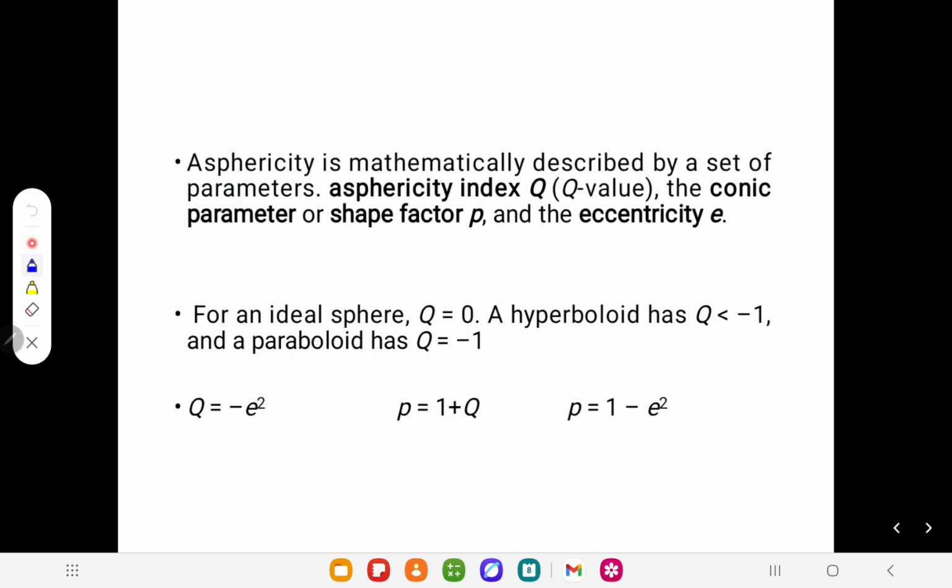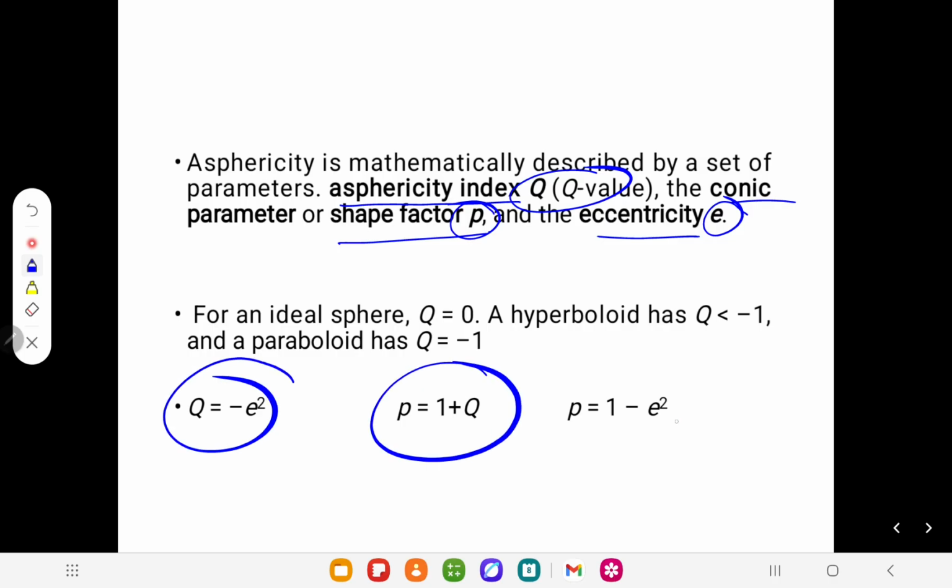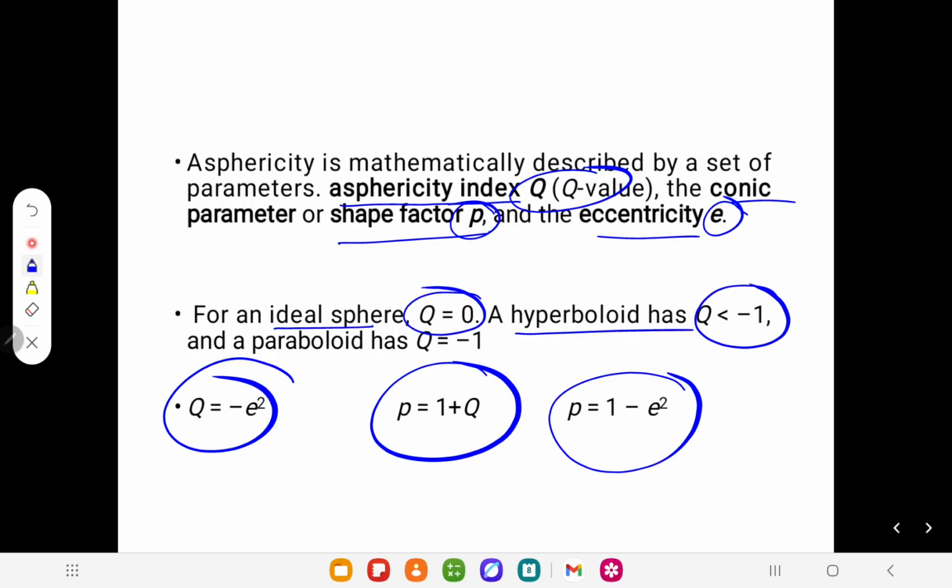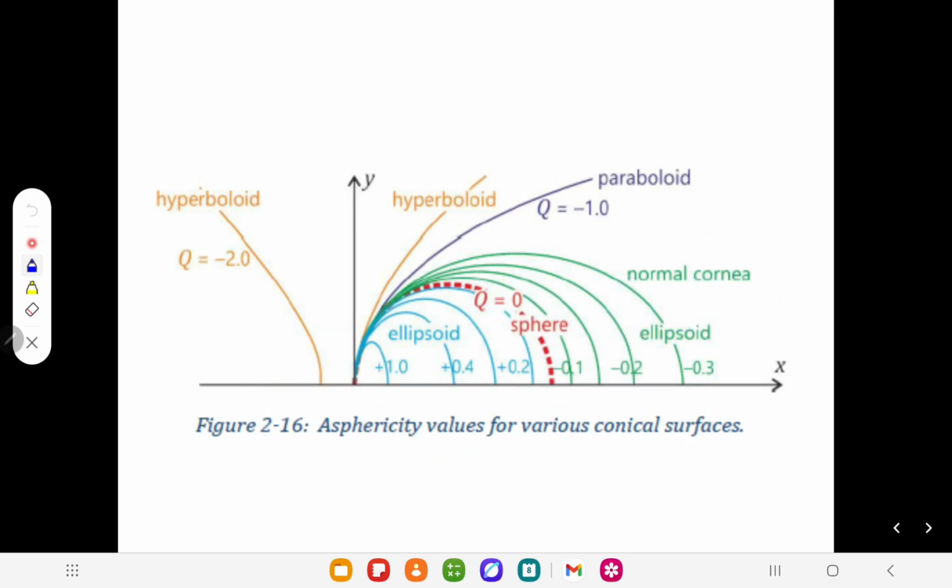Okay, for the cornea, we usually use the asphericity index, which is the q value, or conic parameter shape factor, which is the p value. This is very important in case of orthokeratology. Eccentricity value, which is e, and we can convert them to each other. q is equal to minus e square, p is equal to 1 plus q, and p is equal to 1 minus e square. So normally for an ideal sphere q is 0, hyperboloid q is less than minus 1, and paraboloid q is exactly at minus 1. So you have to understand these things, okay?